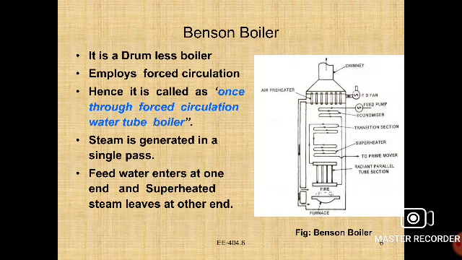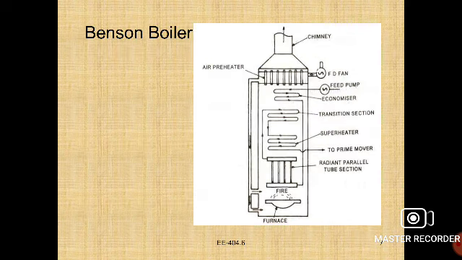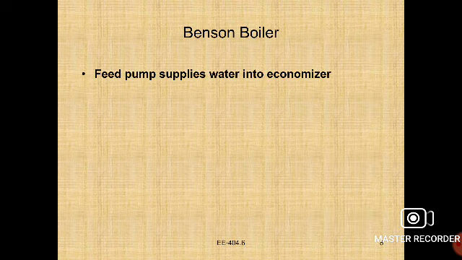You can observe it is a drumless boiler. It employs forced circulation, hence it is called a once through forced circulation water tube boiler. Steam is generated in a single pass while the water passes through the tubes. So in a single pass the steam is generated. Feed water enters at one end and superheated steam leaves at the other end. This is the figure of the Benson boiler you can observe.